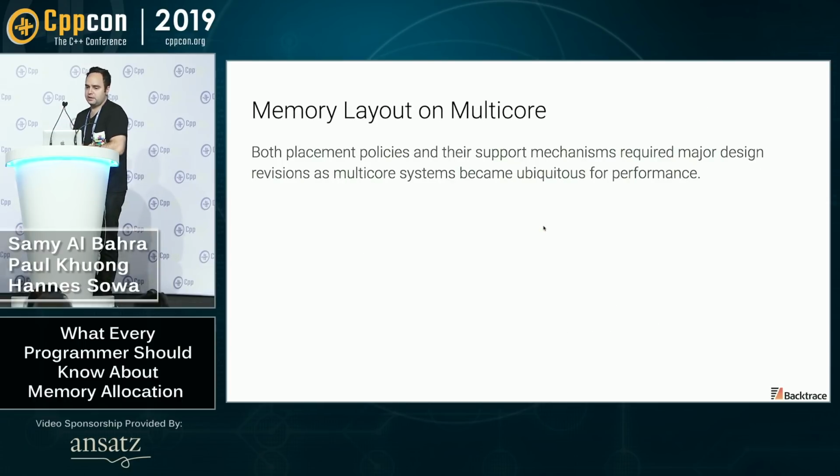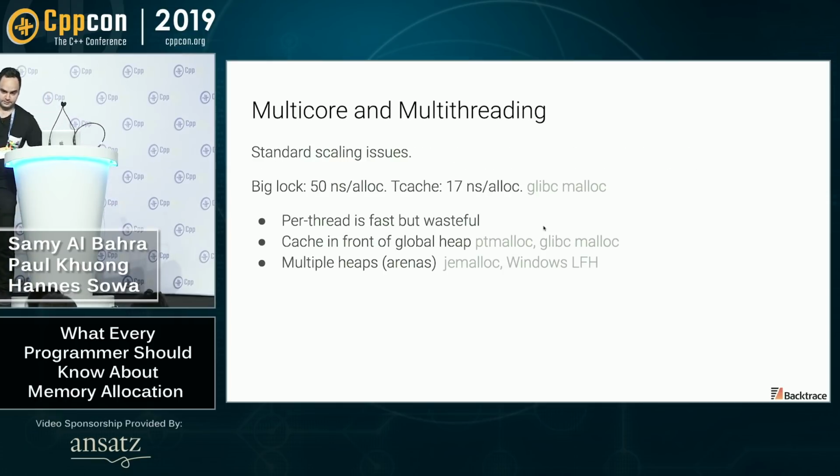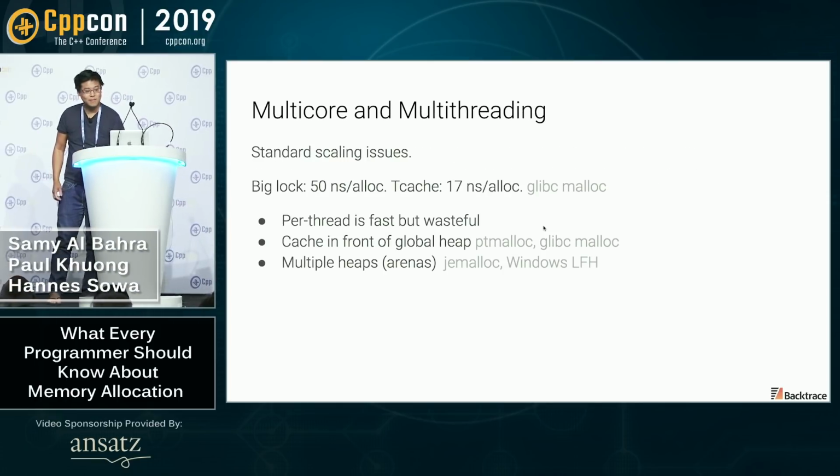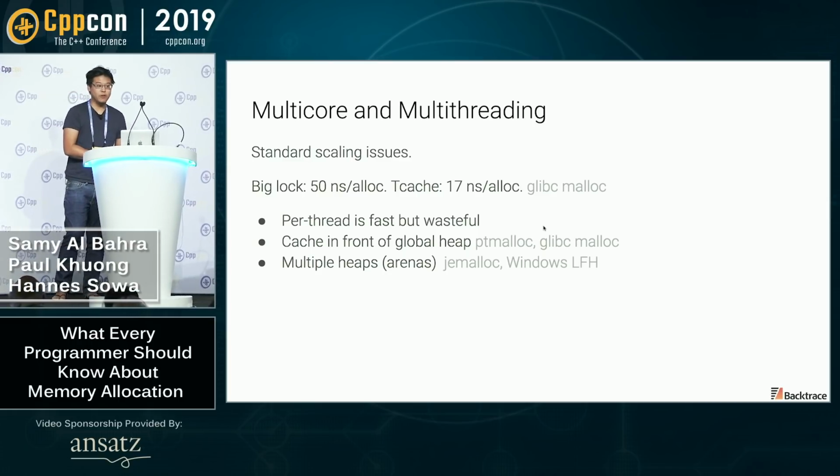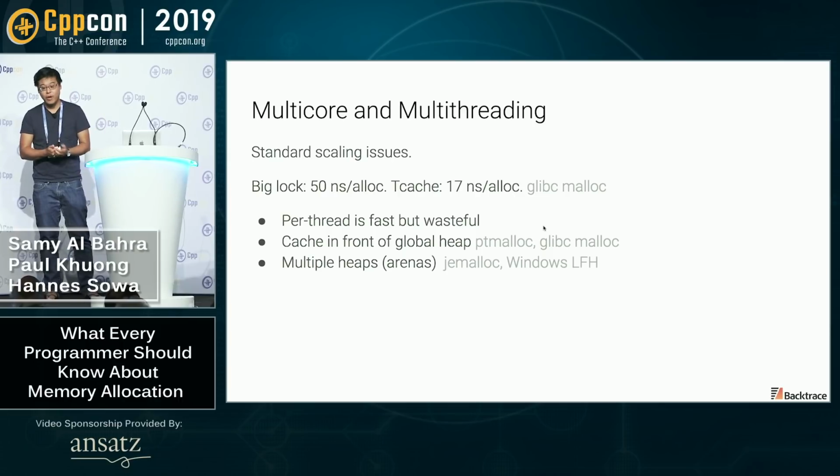The other big challenge is multi-core. So as multi-core became ubiquitous, both the placement policies and all of the support mechanisms backing them required major design revisions. So the first issue was standard scaling issues as we went from a single-threaded memory allocator to a memory allocator that had to be thread safe.